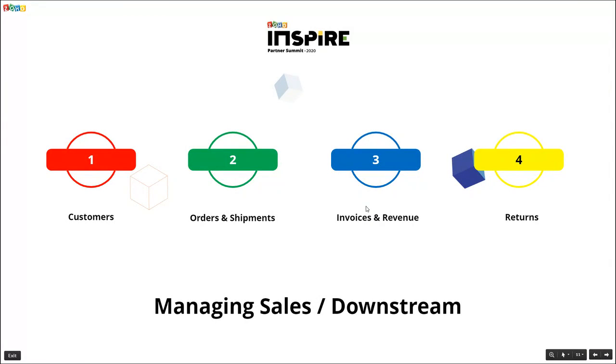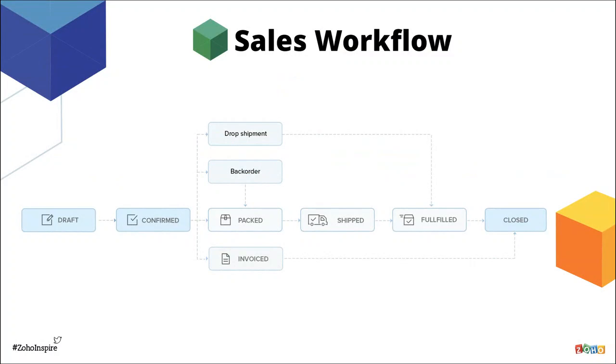When it comes to sales, these are the 4 pillars. You have customers, orders and shipments, invoices and revenue, and then you have returns. And a typical sales workflow inside of Zoho Inventory is going to look like this.